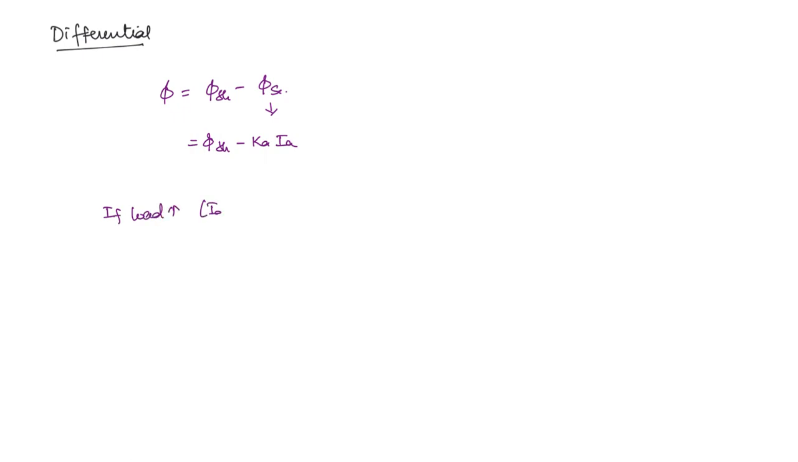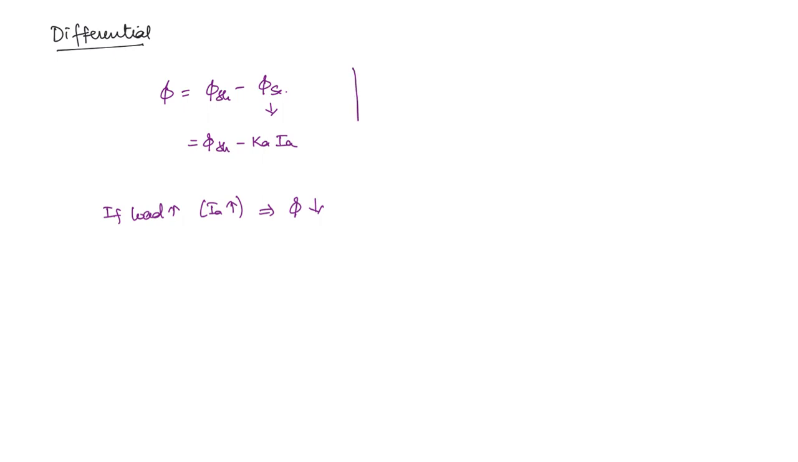Next we will discuss the differential connection. So the differential connection motor is, in practicality, not used. Why is that the case? Because here the flux phi will be equal to phi SH minus the series field flux. And the series field flux, as we know, is proportional to the current, right? So we can write it as phi SH minus KA IA. Now if load increases, load increasing means IA is increasing, it is drawing more current. Then what will happen to flux? This is going to reduce.